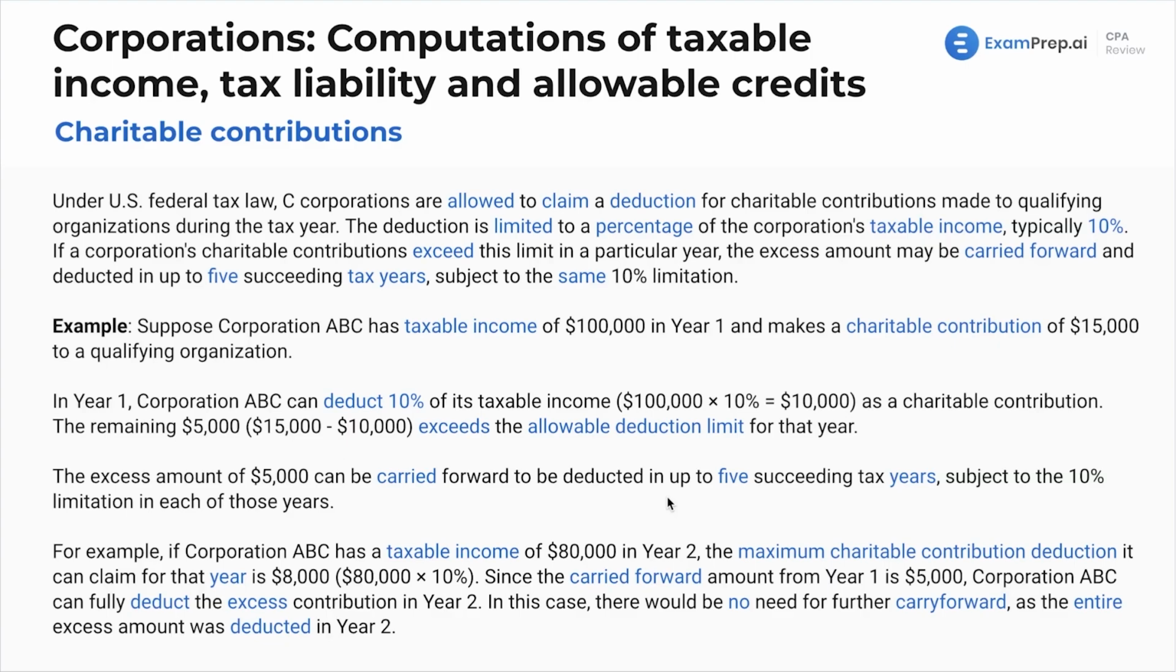For example, if ABC Corporation has taxable income of $80,000 in year two, the maximum charitable contribution it can claim for that year is $8,000, which we get from the $80,000 times 10%. Since the carried forward amount from year one is $5,000, Corporation ABC can fully deduct the excess contribution in year two. In this case, there would be no need for further carry forward as the entire excess amount was deducted in year two, sending us on our way. We're good to go. Nice simple example.